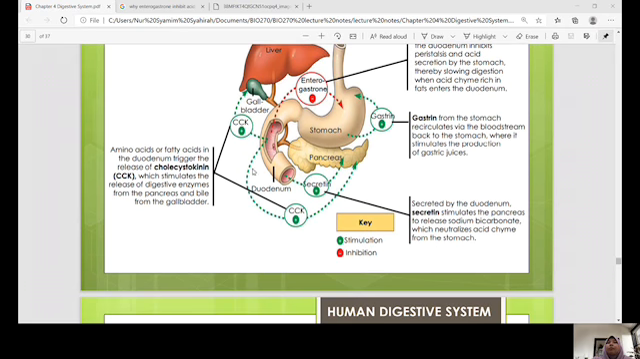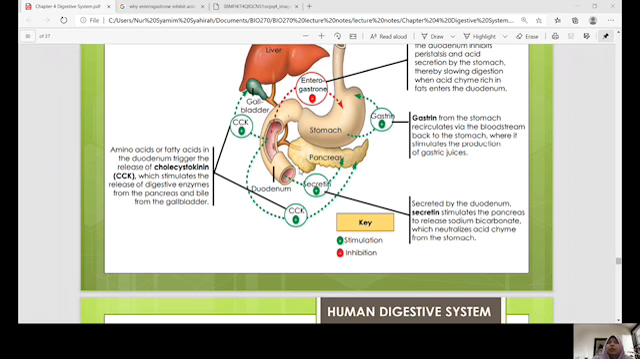This secretin is produced, secreted by the duodenum. The function of secretin is to stimulate the pancreas. So this is your pancreas underneath the stomach. The pancreas will release sodium bicarbonate, which neutralizes acid chyme from the stomach. When our food is inside the stomach, of course our stomach contains acid. So the food that will come into the duodenum also will carry on the acid from the stomach.